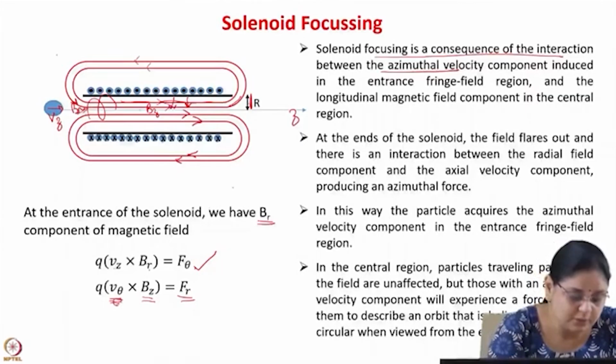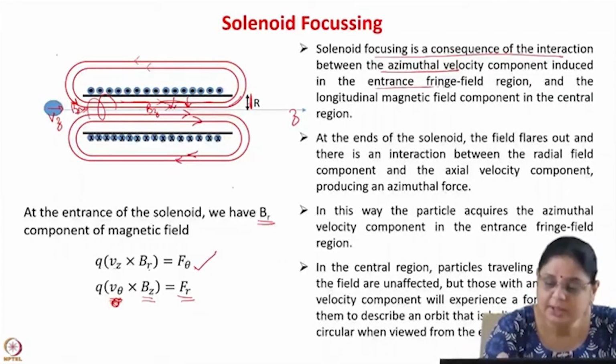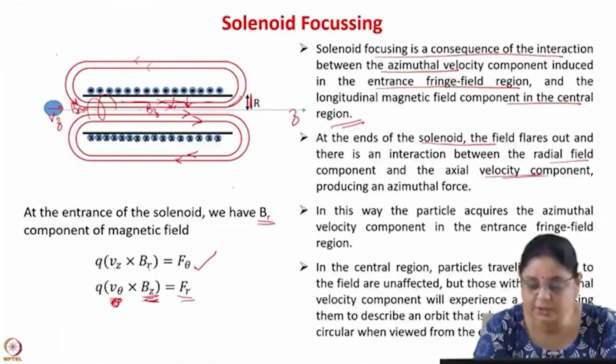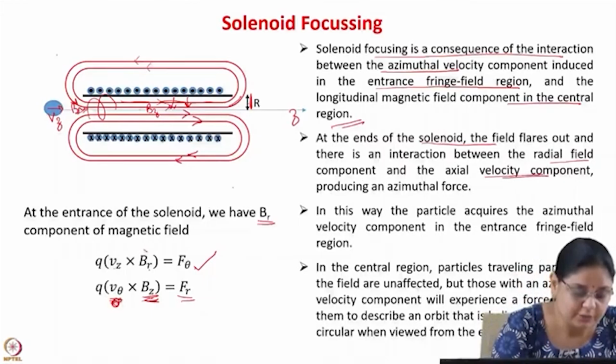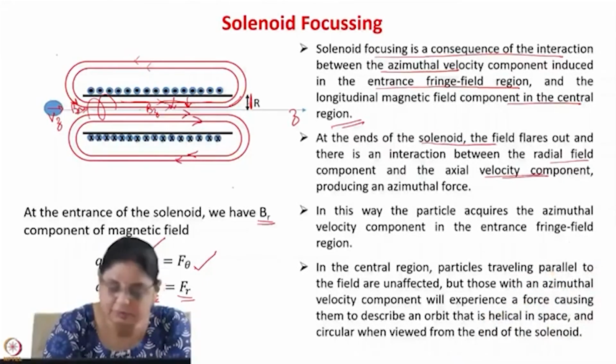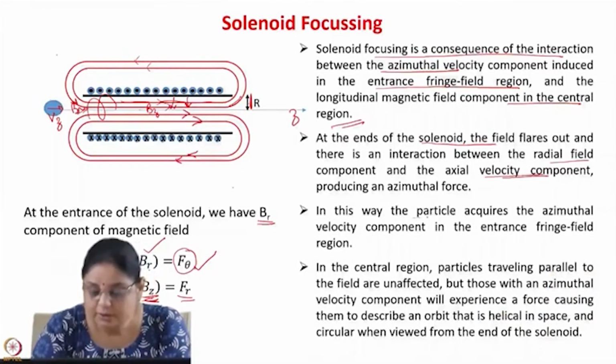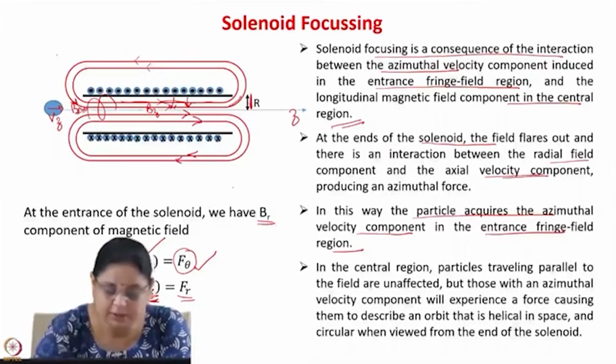induced in the entrance fringe field region and the longitudinal magnetic field component in the central region. At the ends of the solenoid, the field flares out and there is an interaction between the radial field component and the axial velocity component. So there is an interaction between the radial field component and the axial velocity component, producing an azimuthal force. So in this way, the particle acquires an azimuthal velocity component in the entrance fringe field region. So it gets a v theta component.